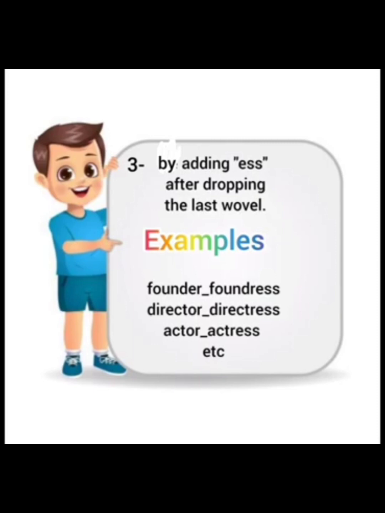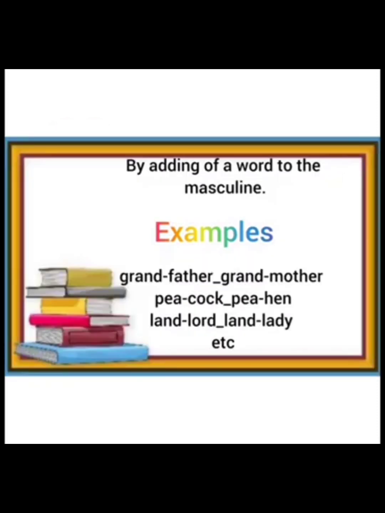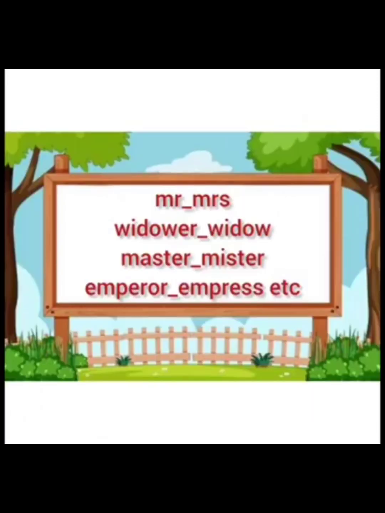Next, by having an entirely different word. Wizard, witch. Sir, madam. Uncle, aunt. Bull, cow. The third one is by adding a word to the masculine. Grandfather, grandmother. Peacock, peahen. Landlord, landlady. A few exceptions are there. Mr., Mrs., widower, widow, master, mistress, emperor, empress, etc.